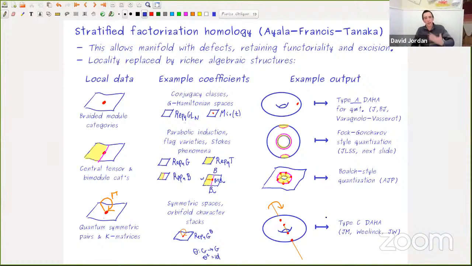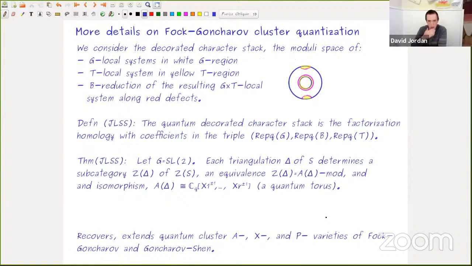Okay, so that's the general picture. I guess I want to talk about this because it's the thing I'm working on the most right now. So for the Factorization picture, we're considering this decorated character stack. So that is, we have a G local system in the white region, a T local system specified in the yellow region, and then a B reduction along the red region of the resulting G cross T local system. So this is slightly different than what they define, but it's essentially the same.